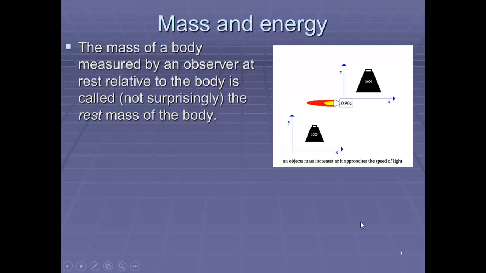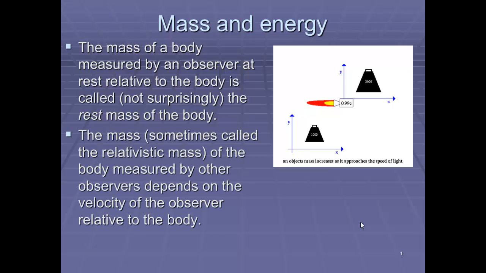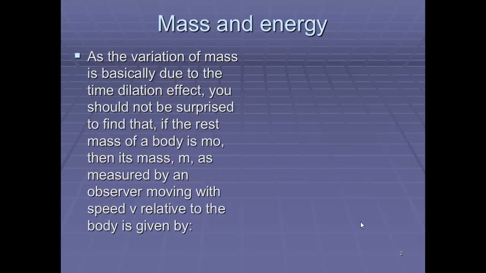The mass of a body when measured by someone at rest relative to the body is known as the rest mass, whilst the mass, sometimes called the relativistic mass, of a body when measured by an observer travelling at a relative velocity. So these are the first key terms.